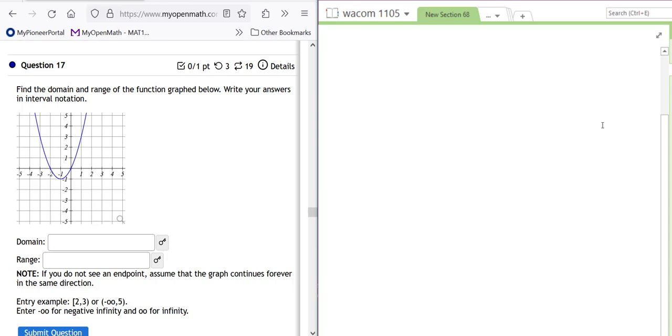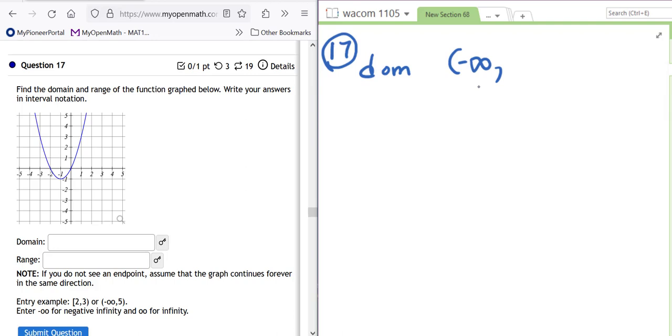All right, so this one wants domain and range from the picture. And just remember, domain is how the graph looks going to the left. And it is going forever to the left. So that is going to be negative infinity. And how does it look going to the right? So this one is going to go forever to the right as it goes up. So this would be to positive infinity, and those infinities always get parentheses.